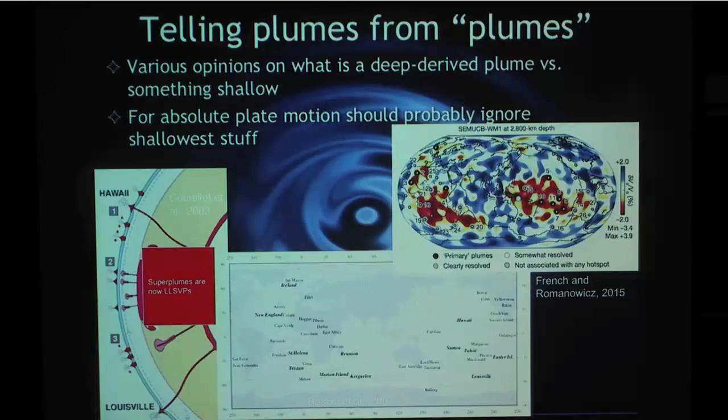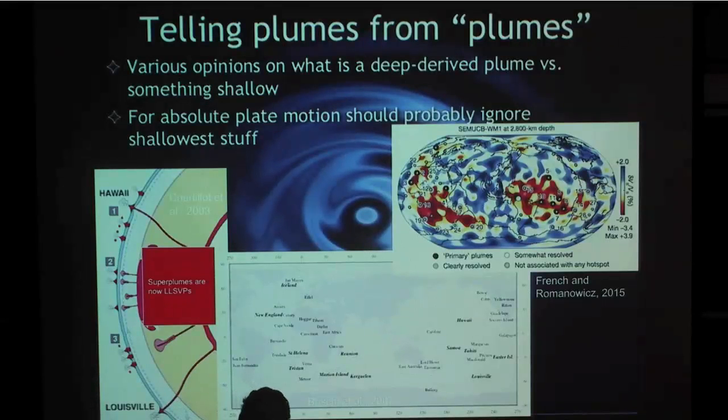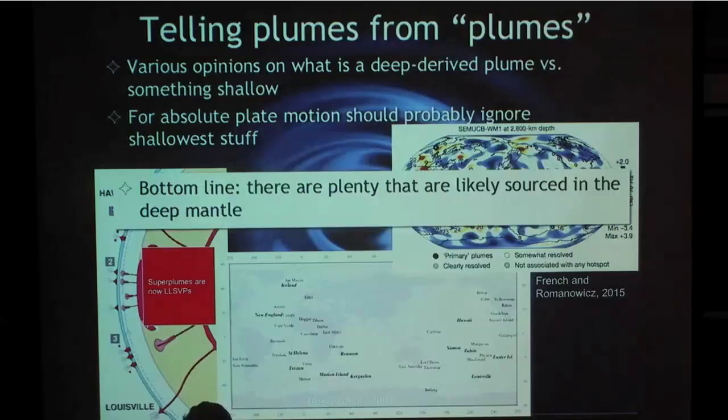The bottom line ends up being that out of the, say, 40 or so plumes that usually show up, probably 2/3 tend to be thought of as coming from somewhere deeper down. So that being the case, if there are plenty of deep-derived plumes, we should be able to keep marching on and go with the old model of making hotspot tracks that give us an idea of how the plate moved. Bottom line, we have plenty that are deep.